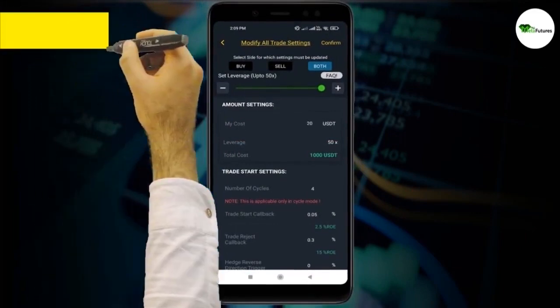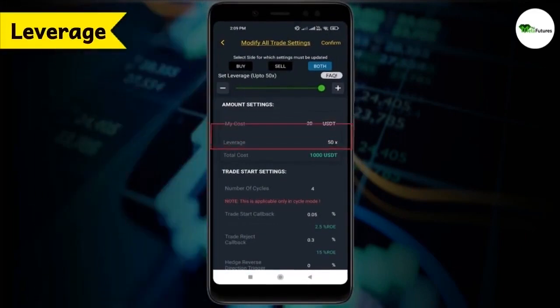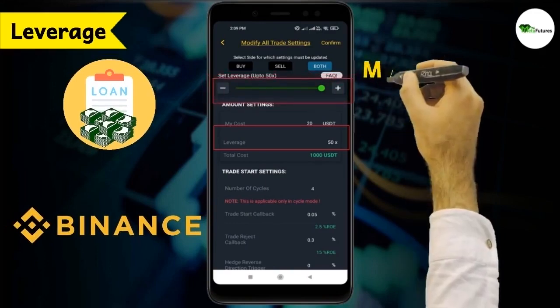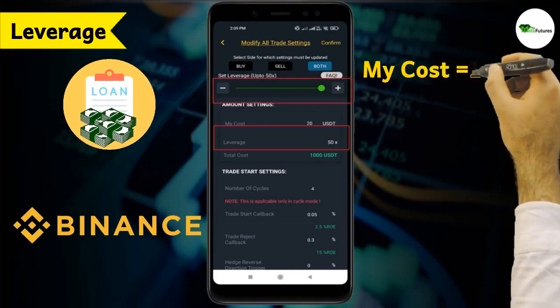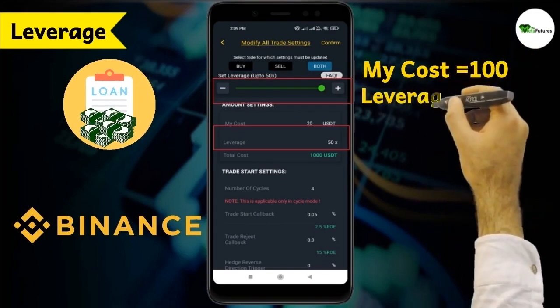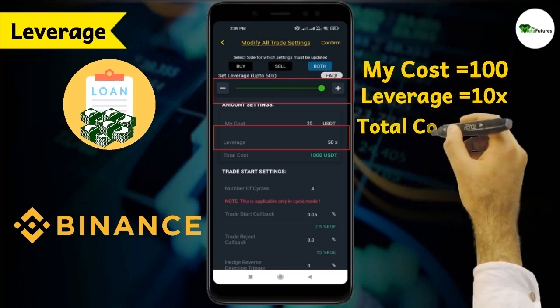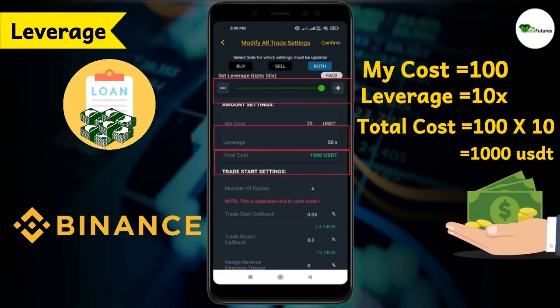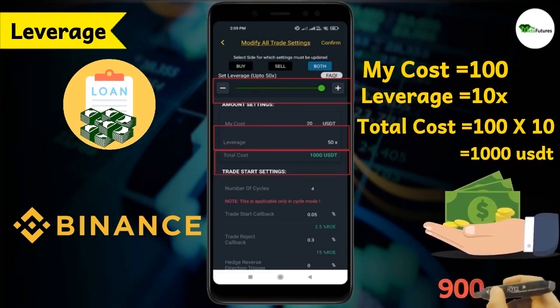The second is leverage. Friends, leverage is a loan that we take from Binance Exchange while placing a trade. This is a leverage meter; with the help of it you can set leverage. Suppose you have set 100 USDT in My Cost and 10 times in leverage: 100 into 10, 1000 USDT will display in total cost. That means whenever you place a trade, a 1000 USDT trade will be placed. 1000 minus 100, a total of 900 USDT loan Binance Exchange has given us.